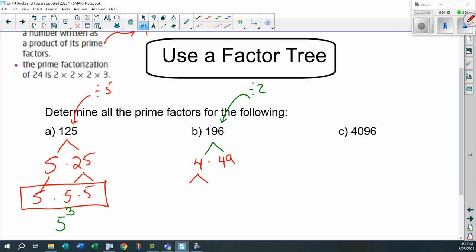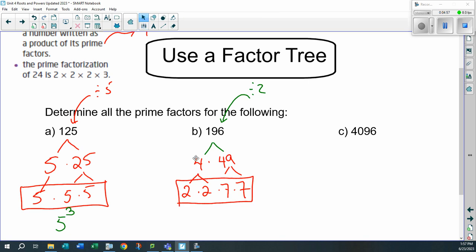4 is a perfect square, 2 times 2. 49 is also a perfect square, 7 times 7. Ta-da! There's your prime factorization right there. Now, the cool thing about this, the reason why I like using the idea of 4 here, sports fans, is because it avoids what's going to happen here.